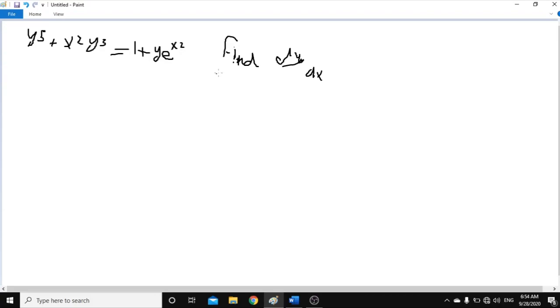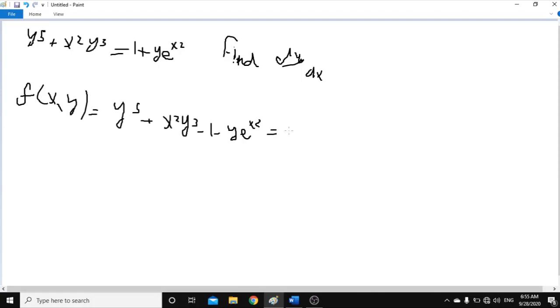So the first step is to write f of x comma y. You write the original equation but move the right side to the left side, so you can set it equal to 0: y to the fifth plus x squared times y cubed, minus 1, minus y times e to the x squared, is equal to 0. This is the first step. The second step is to write dy over dx, which the question asks for.